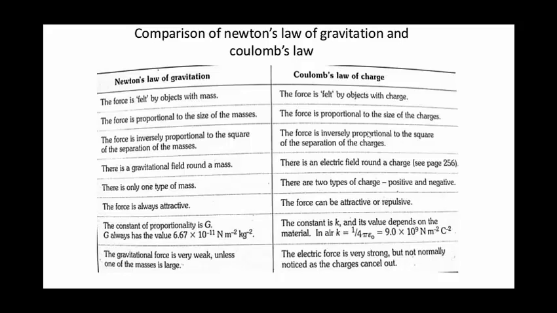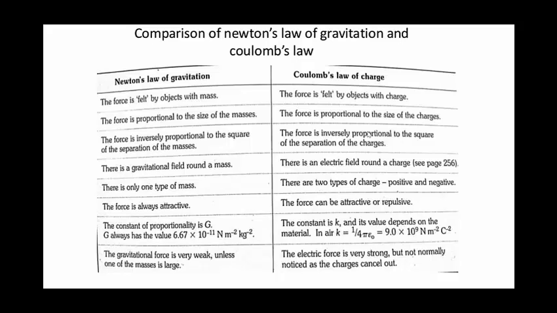In Newton's law, the force is inversely proportional to the square of the separation of the masses. Coulomb's law, same but for charges. A gravitational field is around a mass, whereas an electric field is around a charge. There's only one type of mass, but there are two types of charge, positive and negative. Gravitational force is always attractive, whereas Coulomb's law says that electrostatic force is attractive or repulsive.